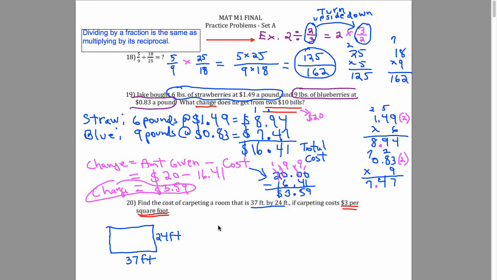Do you remember what square feet relate to? Square feet relate to area. Square units in general relate to area. So you need to know the formula for a rectangle, the area. And that is area equals the length times the width. So in this case, the area is going to be 37 feet times 24 feet. This will give us the amount of square feet we have, and then we'll know what the total cost is.